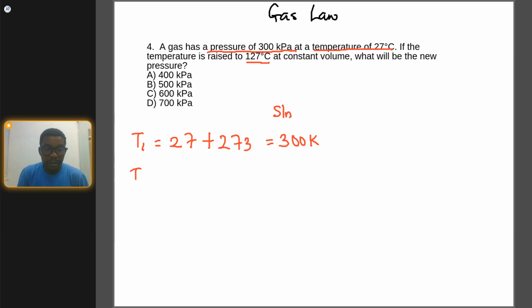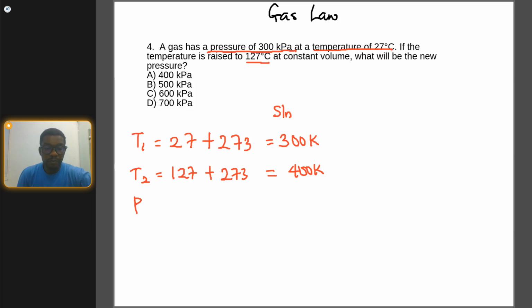300 Kelvin. And for T2, we have the second temperature to be 127 degrees Celsius. Also, adding the standard temperature, which is 273, we have 400 Kelvin. We have to convert from Celsius to Kelvin, and to do that, we add 273, which is the standard temperature.